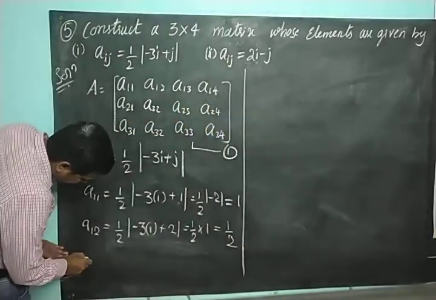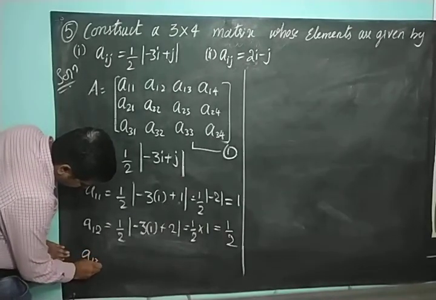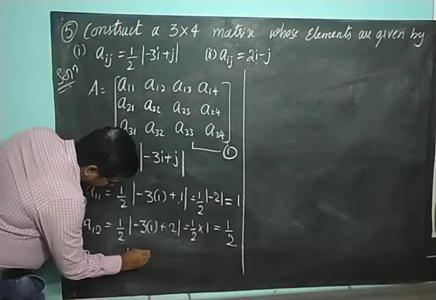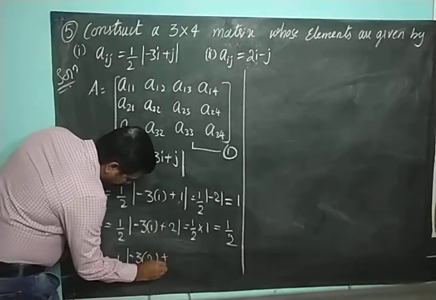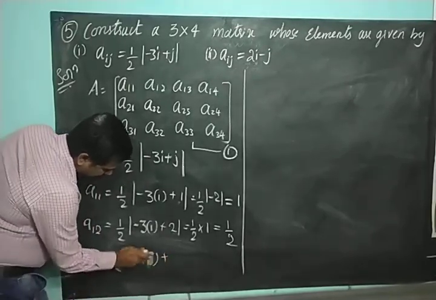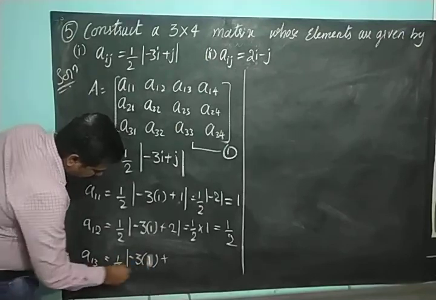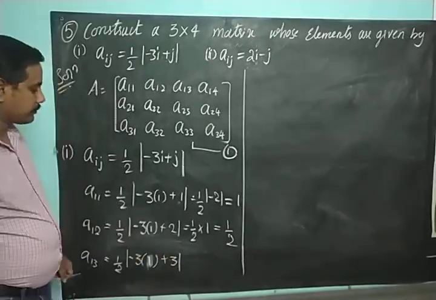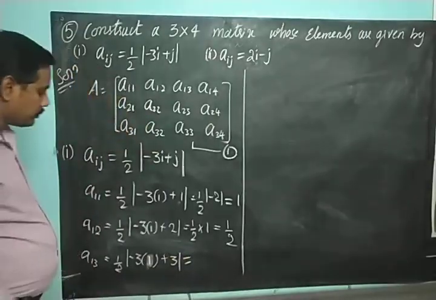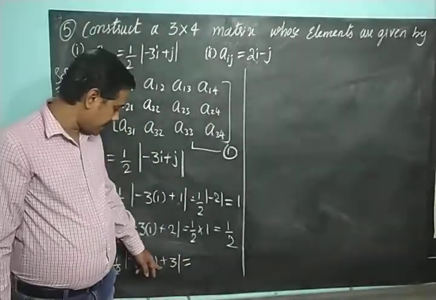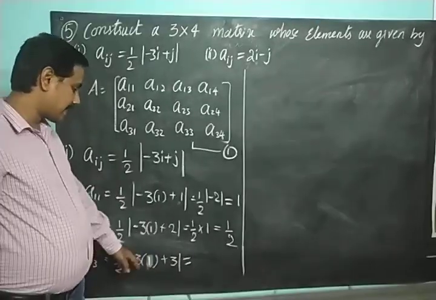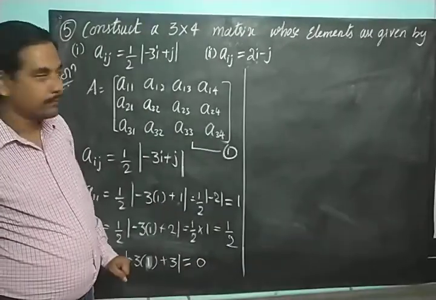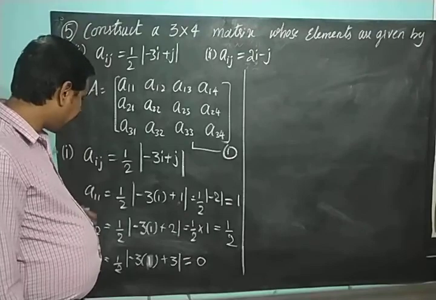What is A13? 1 upon 2 as it is, minus 3 into 2 plus minus 3 into 1 plus j is what? 3. Here I is what? 1. J is what? 3. Okay, so this is the value. Minus 3 into 1 is minus 3 plus 3 is 0. Right? Minus 3 plus 3 is 0. 0 divided by anything is 0. Is that clear? Okay, fine. So we got the value of A11, A12, A13.